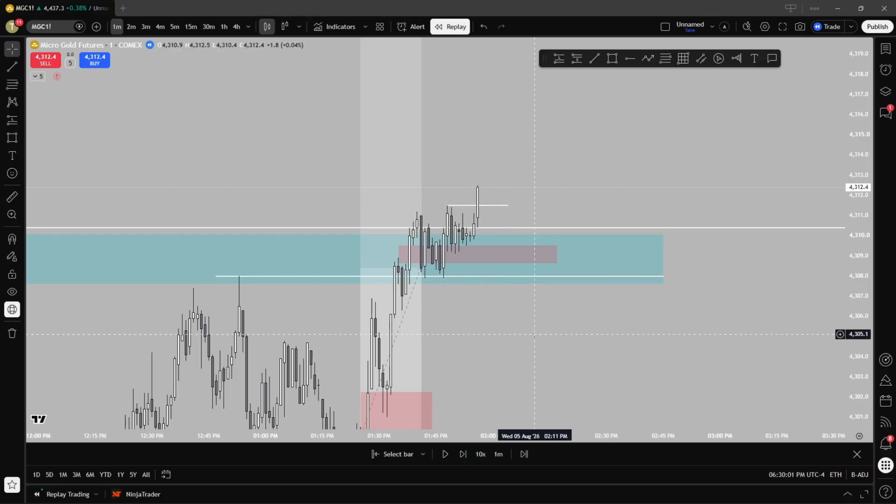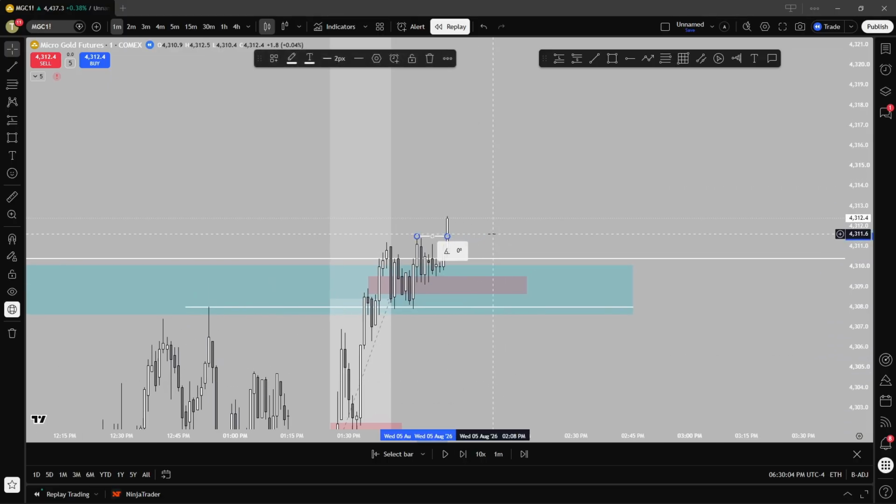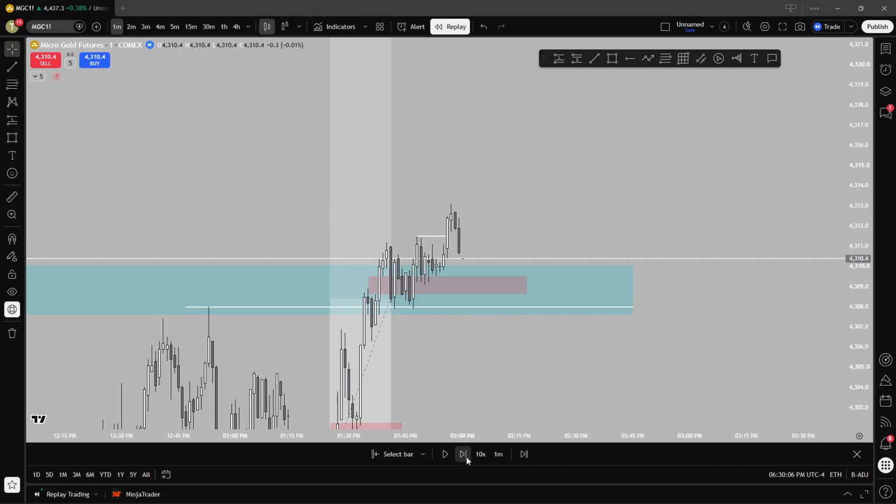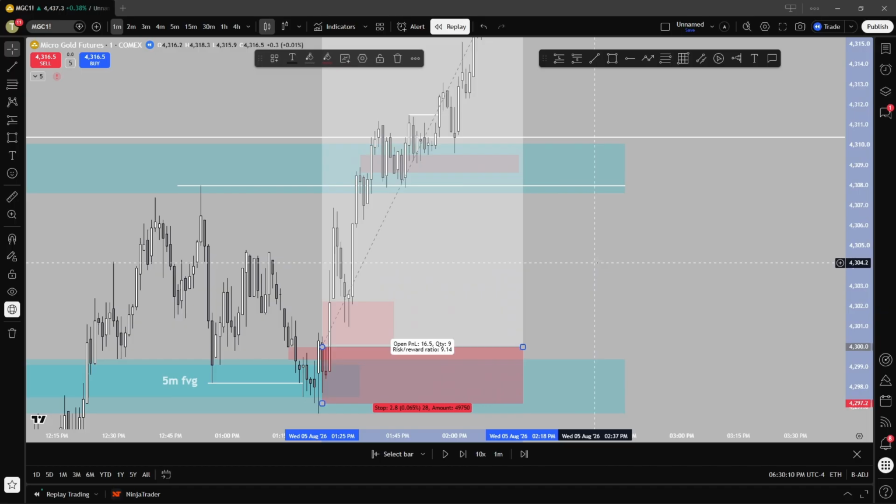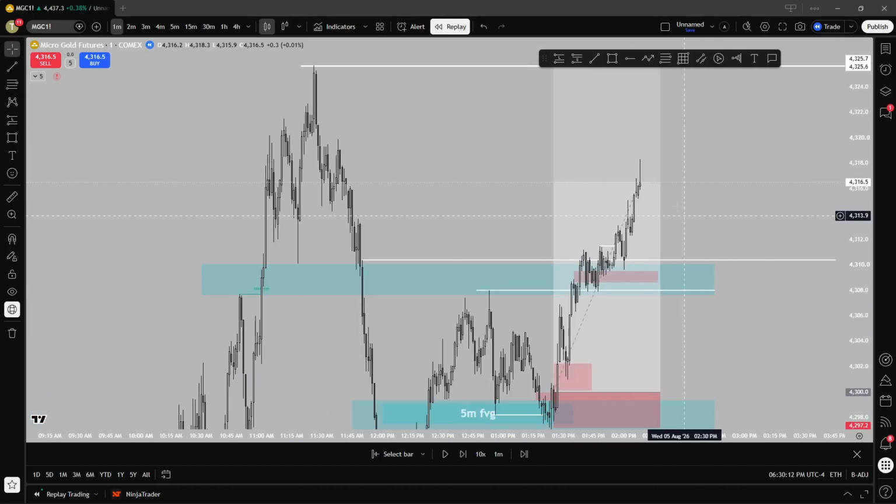So as you can see, we got the clean close above. Now I'm expecting price to give a small pullback to continue higher. Boom. Just like that. Right now we're pushing up strongly.